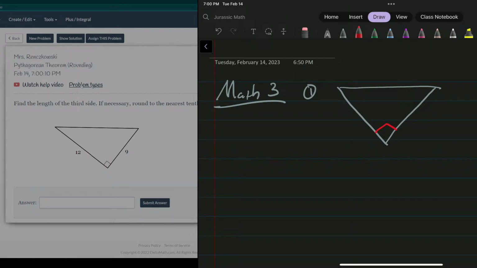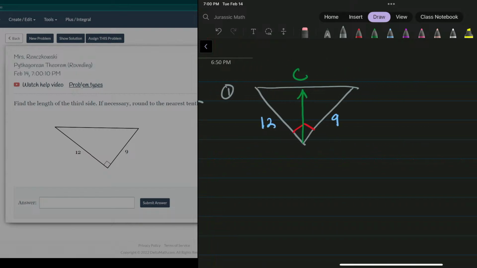They gave us a 12 here, and 9. Remember, in green, not blue, I always send a nice, beautiful c here. So we are trying to solve for c. The Pythagorean theorem states a squared plus b squared equals c squared. a in this case will be 12 and b will be 9. So 12 squared plus 9 squared equals c squared.